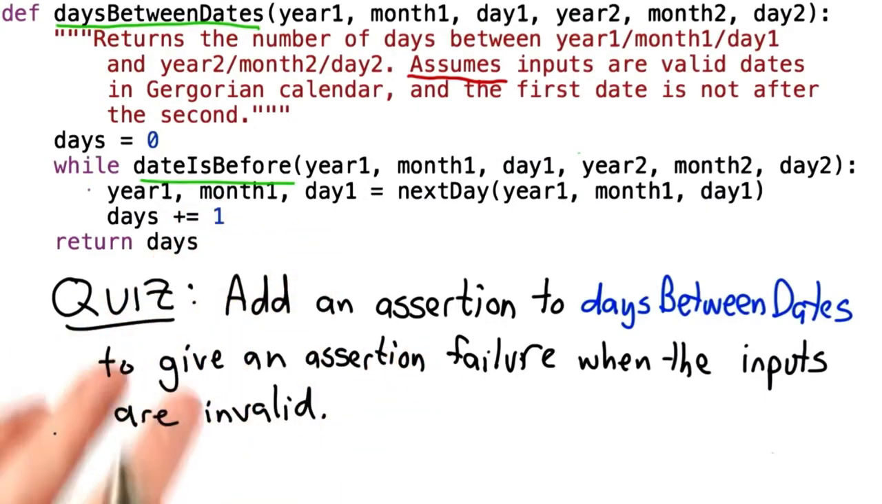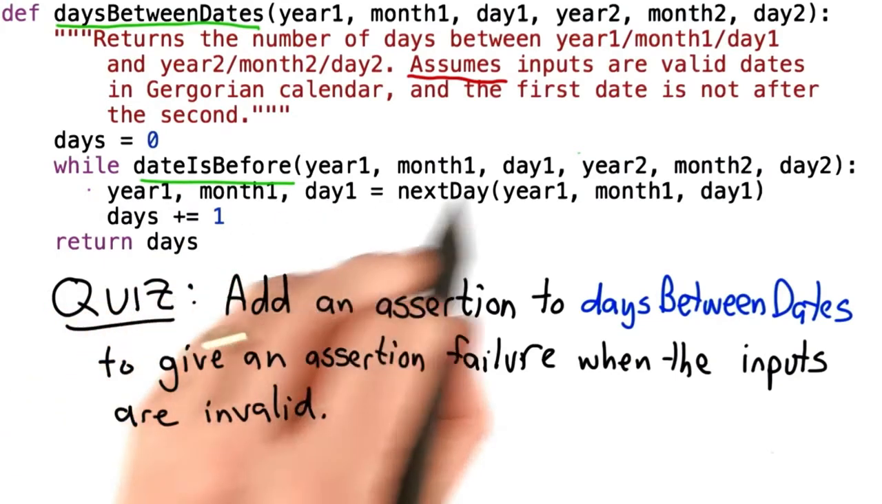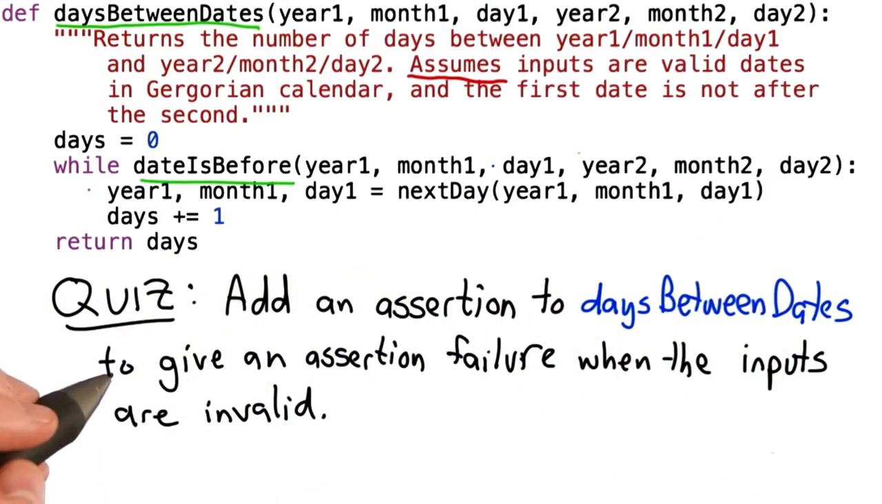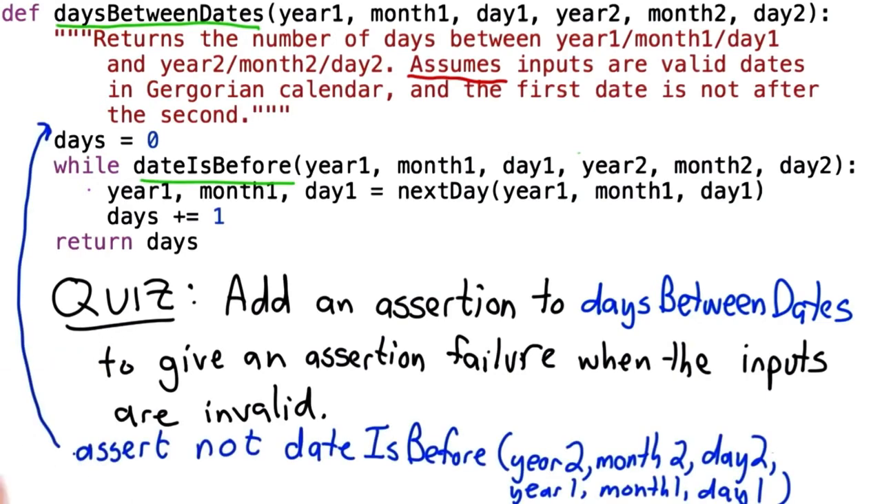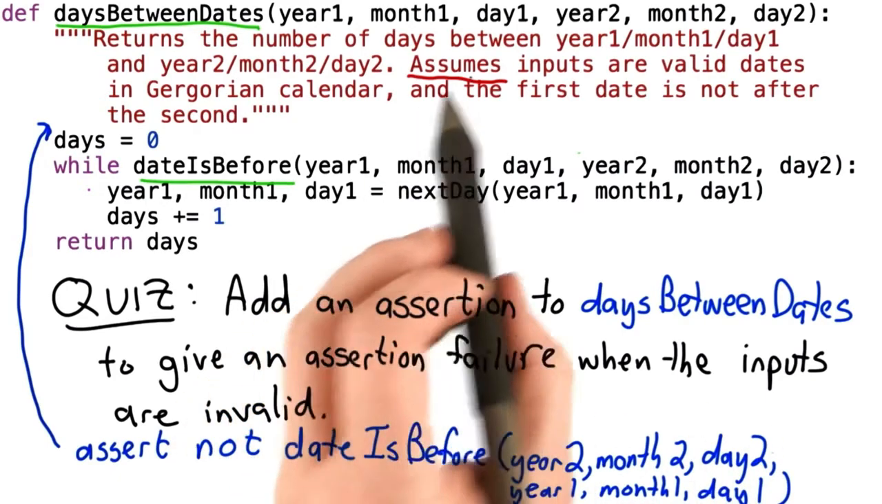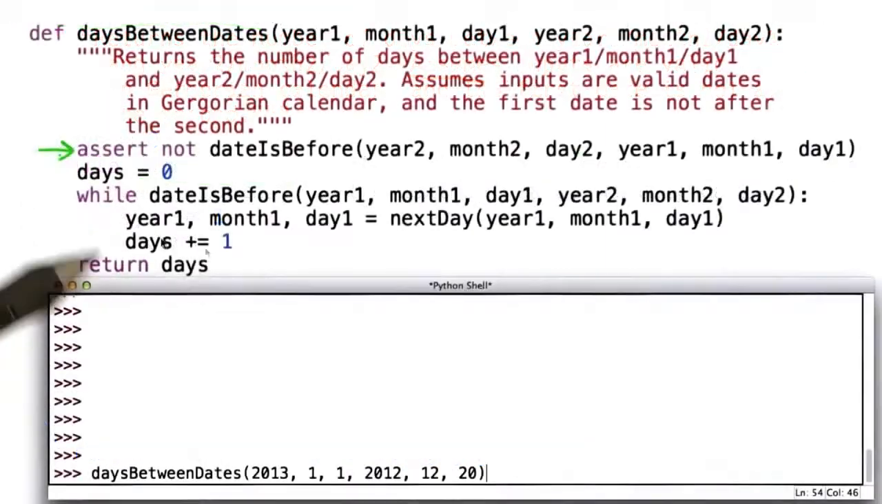This question is a little trickier than it seems, because we need to make it so if the two dates are the same, we should really get the result 0, not the exception. So the solution is to use a not and switch the order of the dates. We're going to assert that the second date is not before the first date, which is exactly what the requirement is here. So now we've added the assertion.